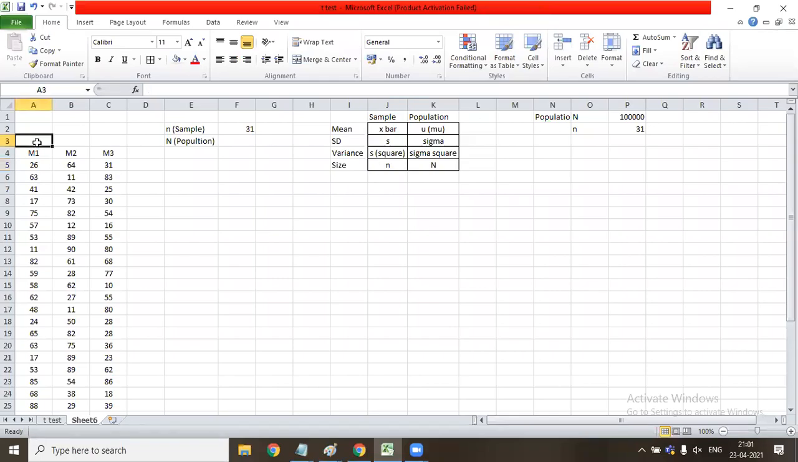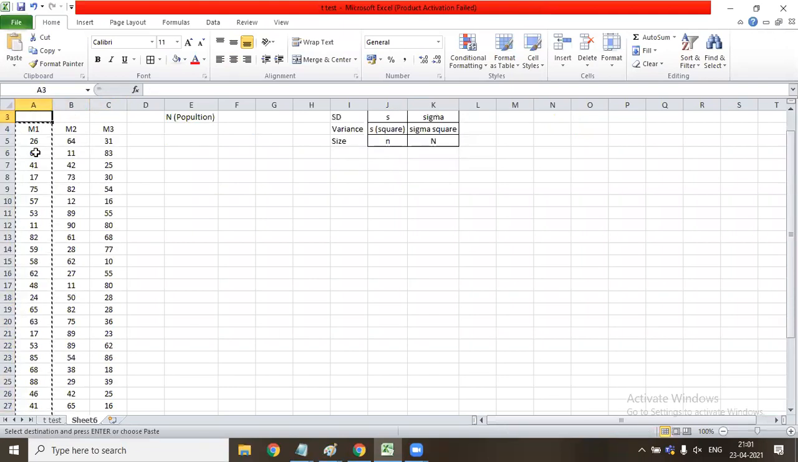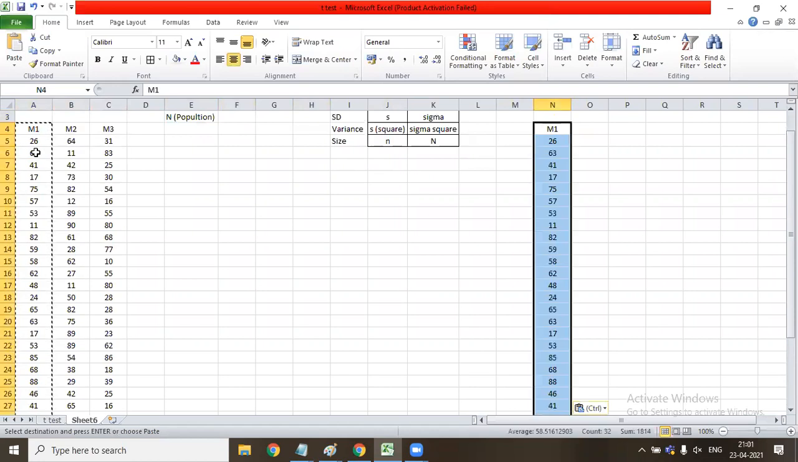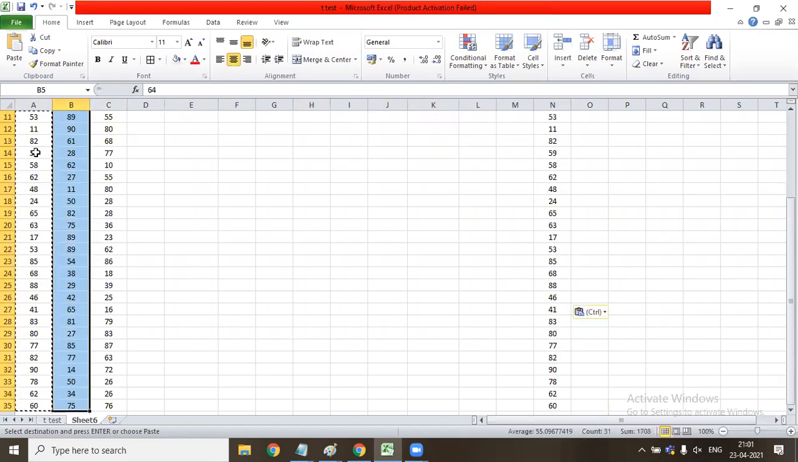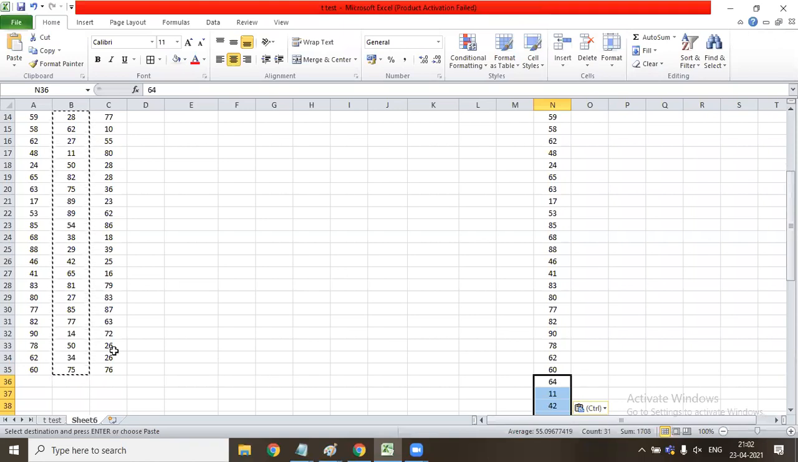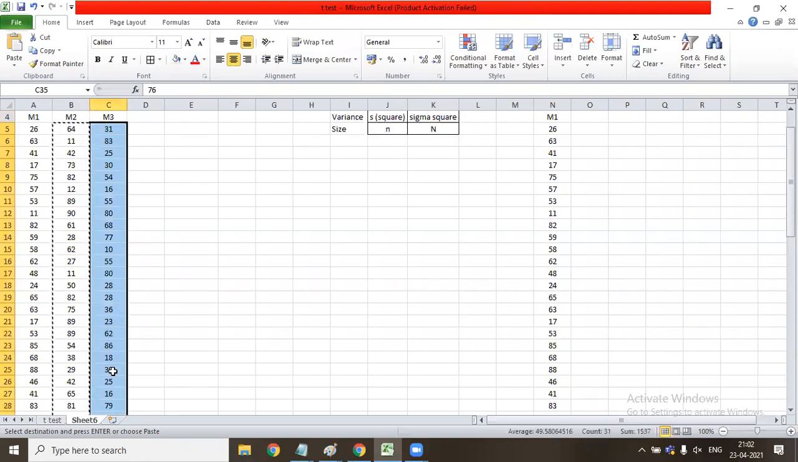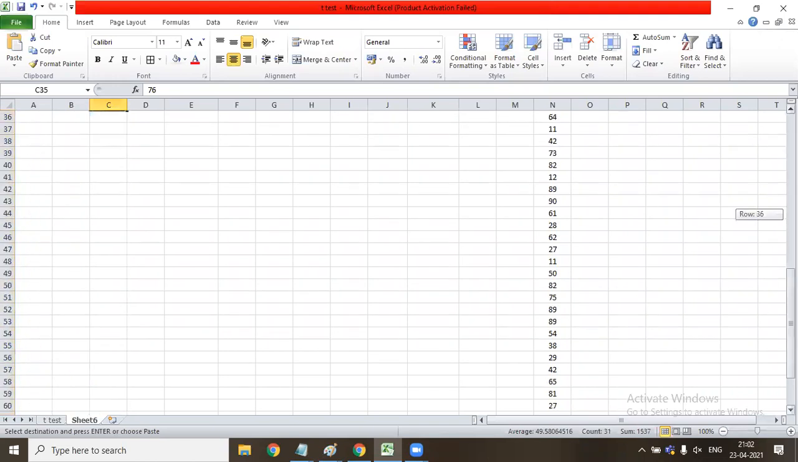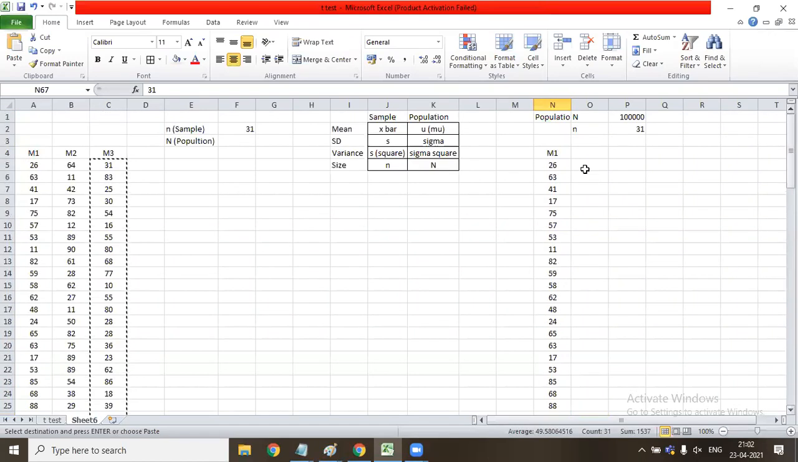Now one is individually: what is the standard deviation of M1, of M2, and of M3? The second is, I place M1, M2 and M3 one under the other like this, and I take a collective standard deviation or variation of this.